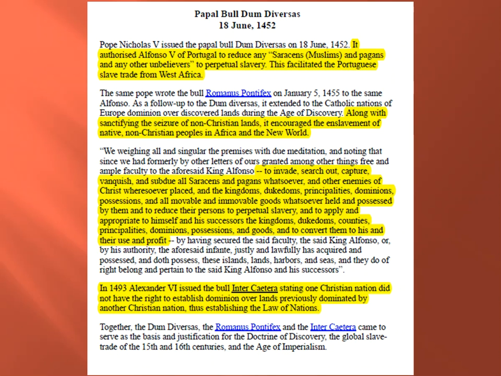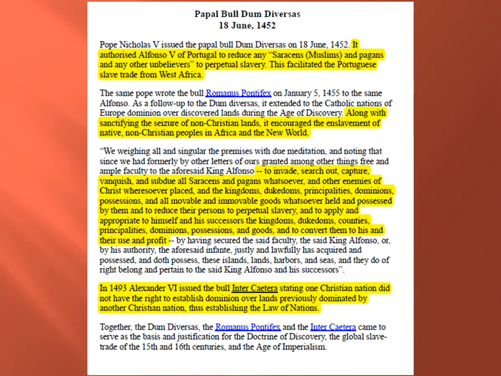And then in January 1493, Alexander VI issued the bull Inter Caetera, stating that one Christian nation did not have the right to establish dominion over lands previously dominated by another Christian nation, thus establishing the law of nations. And together with Dum Diversas and Romanus Pontifex, the Inter Caetera came to serve as the basis and justification for the doctrine of discovery, the global slave trade of the 15th and 16th centuries, and the age of imperialism.